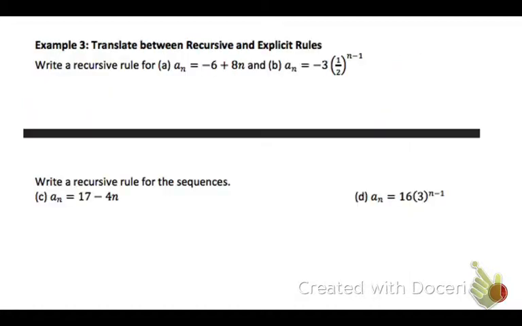Now let's translate between recursive and explicit rules. So let's write a recursive rule for A. And notice A is an explicit rule and it's a geometric sequence. So A sub n equals -6 plus 8n.